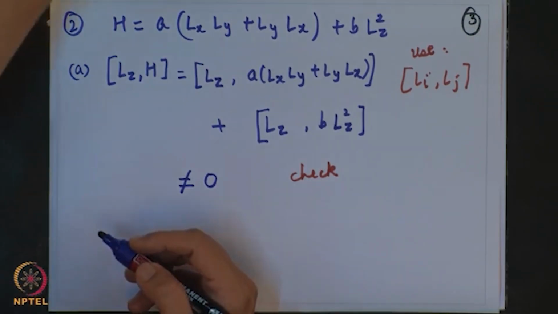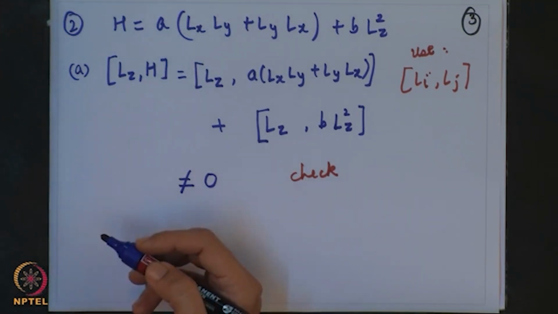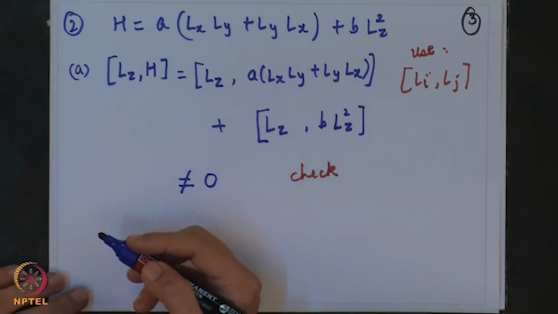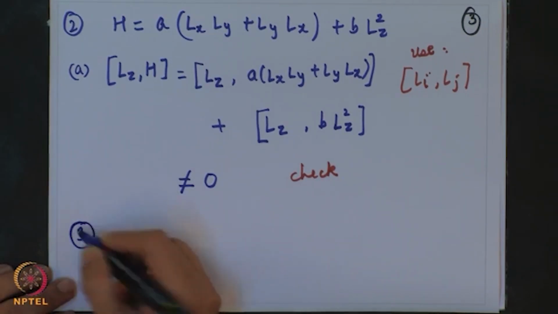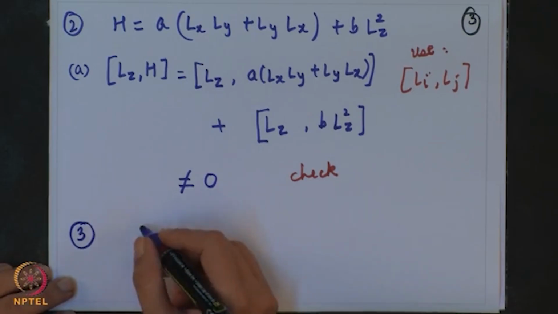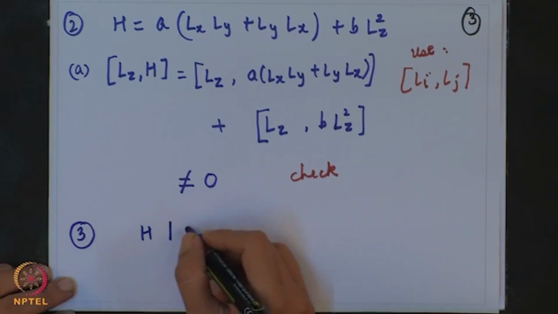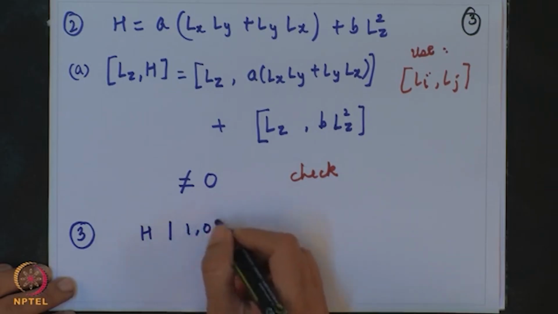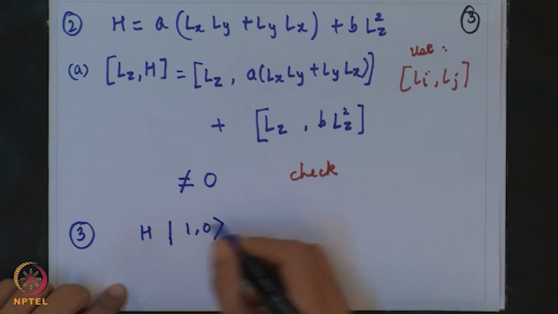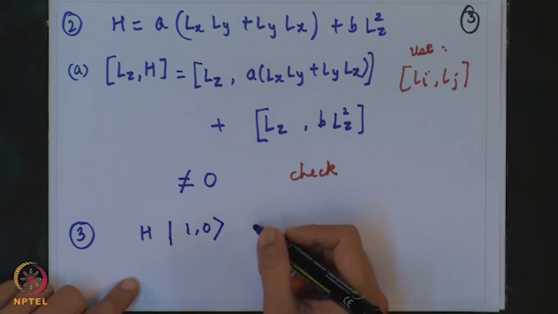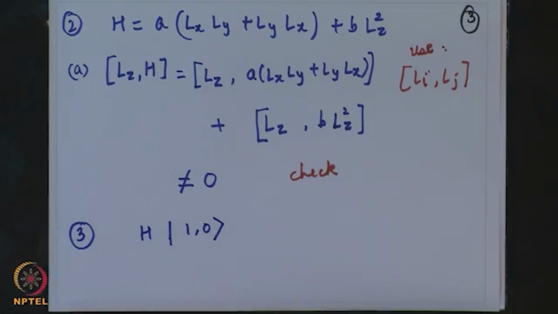Now, we have to evaluate the B part. In the B part you are asked to check whether the Hamiltonian has the ket 1 0 as an eigenstate, whether it is an eigenstate of ket 1 0. So, for that, just try to recall.